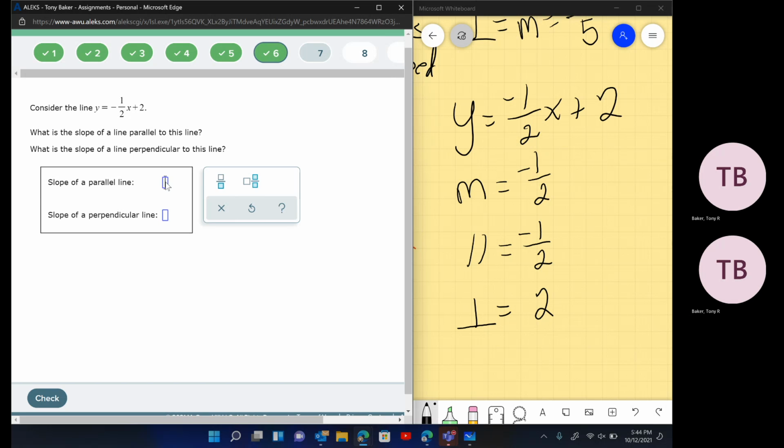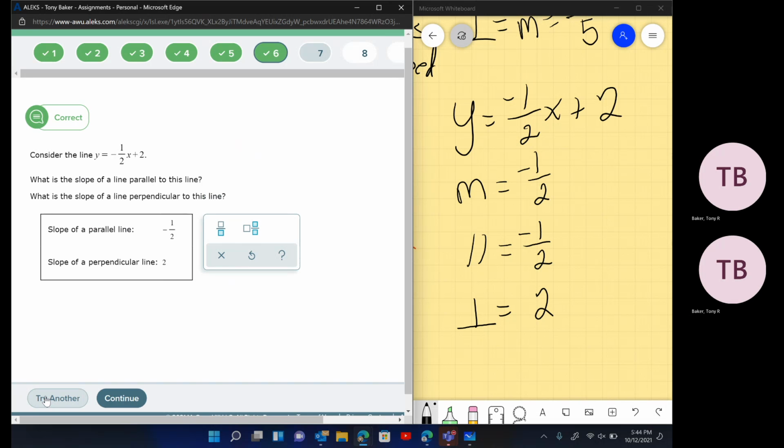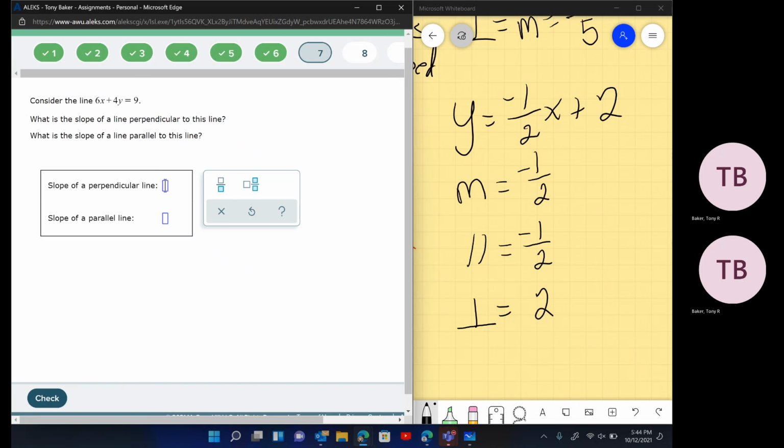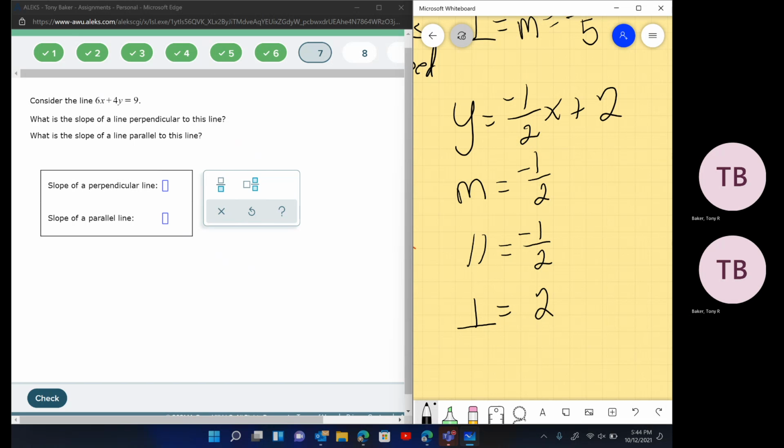All right, so do make sure you read. They do switch these. Sometimes they'll ask perpendicular first and not parallel. So do just keep that in mind. So negative 1/2 and 2. Correct. So whichever goes first, yes. That is exactly what they're trying to make sure of.